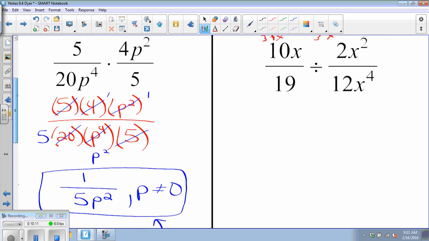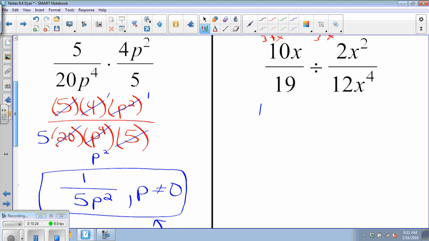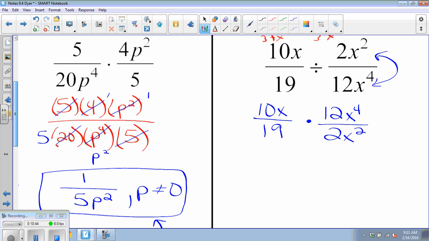Okay, now the second one is a division problem. So change, flip. Okay, you keep the first one the same. So 10x over 19. We change the division to what? Multiplication. And then we flip this one. So it's 12x to the 4th over 2x squared. So we flipped it. That's how we divide fractions. We multiply by the reciprocal.